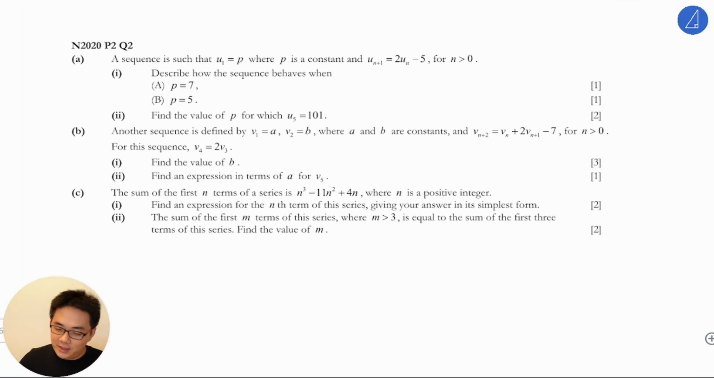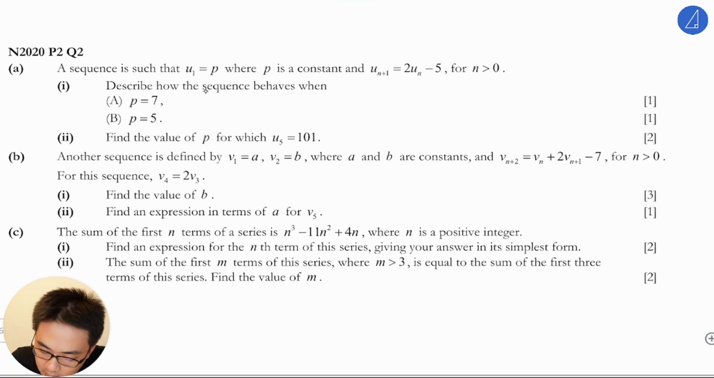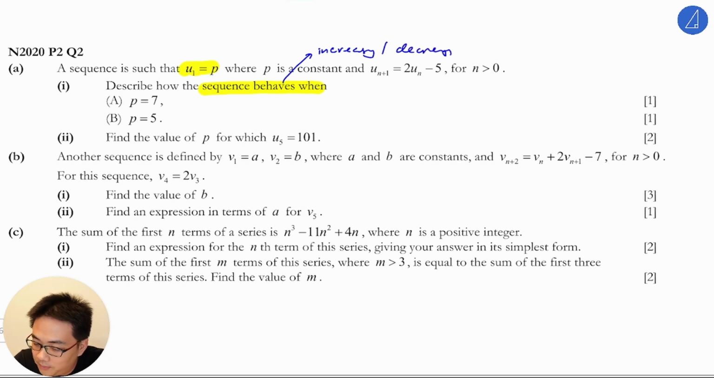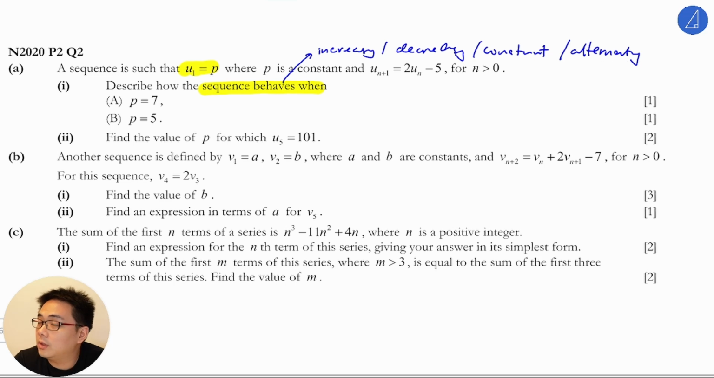So describe the sequence. Just describe whatever you see, right? Describe the sequence when U1 is P. Just describe whether it's increasing or decreasing, or whether it's constant. So the behavior can be either increasing, decreasing. Maybe you write this down. Constant, or alternating. Okay, alternating means plus minus plus minus. So you can just fluctuate, alternate between.